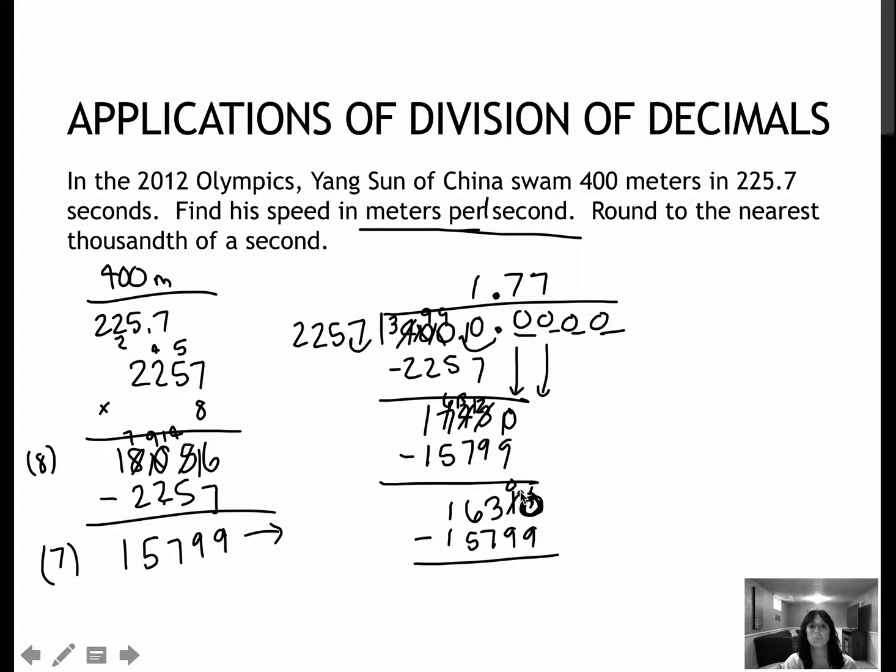So I'm going to borrow. 10 minus 9 is 1. I can't take 9 away from nothing.